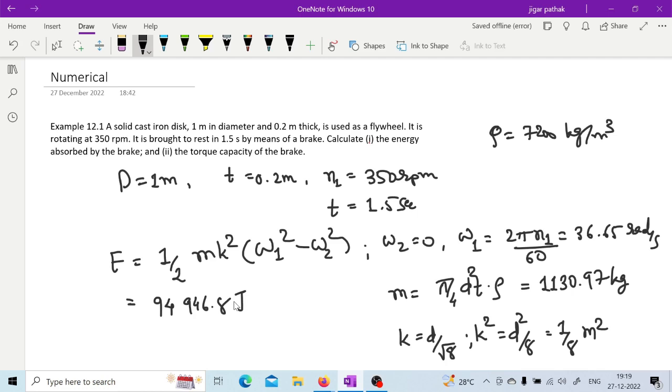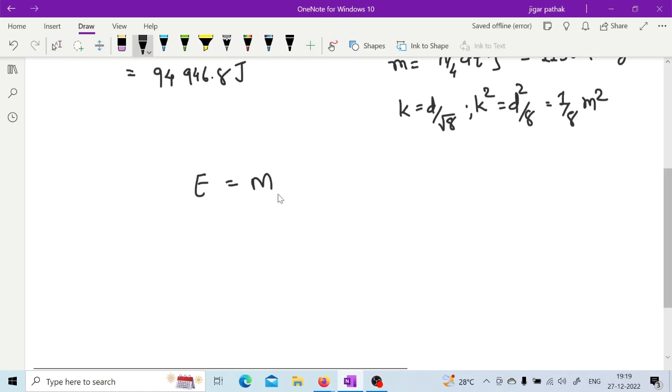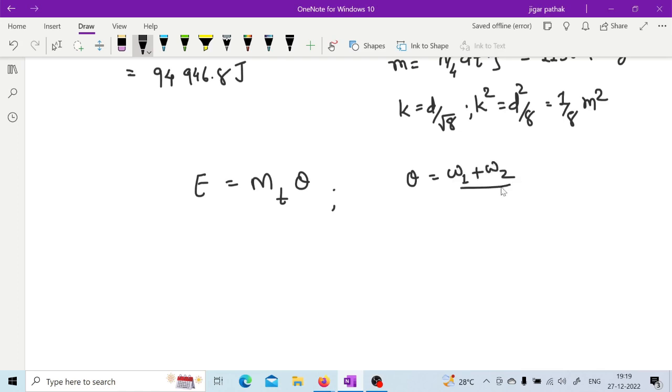Now what you need to do is calculate the torque capacity, right? In order to have an idea about the torque capacity, you know energy is equal to torque into the angle traversed, right? That theta which we have seen, E is equal to M_t into theta. You have already calculated energy, so you need to calculate theta first. Theta is actually (omega 1 plus omega 2) by 2, into this time. With this you can calculate theta. Omega 2 is 0, omega 1 you have already calculated.